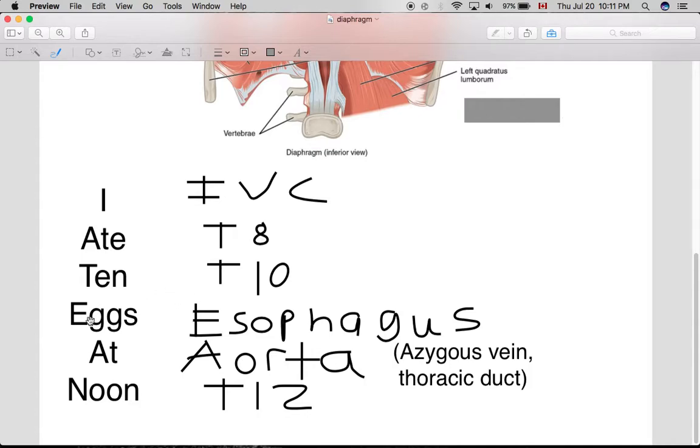The next one is E, the esophagus, which passes through the diaphragm at vertebral level T10. That's the 10 eggs, or the 10E. And lastly is the at noon, which is A for the aorta, at vertebral level T12. Also note that the azygous vein and the thoracic duct also pass through at T12.